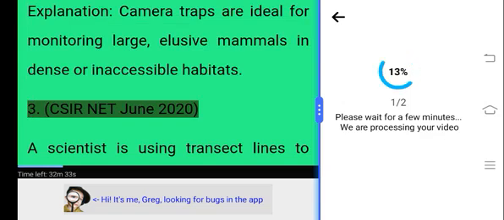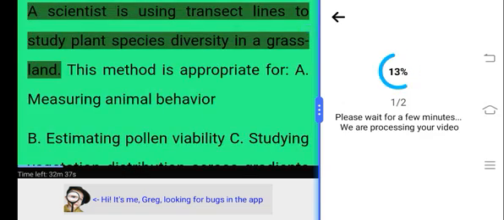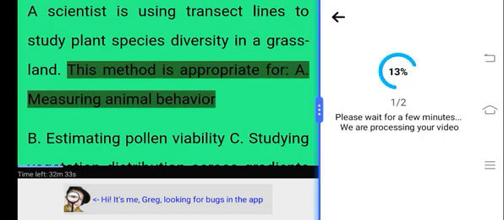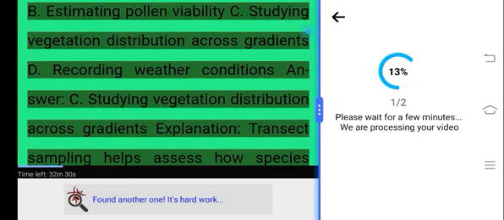3. CSIR NET June 2020. A scientist is using transect lines to study plant species diversity in a grassland. This method is appropriate for: A. Measuring animal behavior. B. Estimating pollen viability. C. Studying vegetation distribution across gradients. D. Recording weather conditions. Answer. C. Studying vegetation distribution across gradients. Explanation. Transect sampling helps assess how species composition changes along environmental gradients.